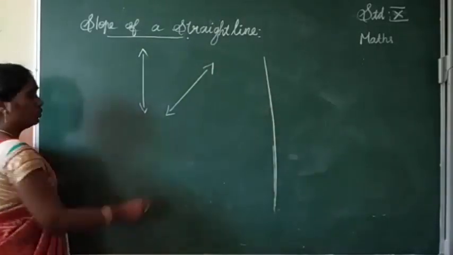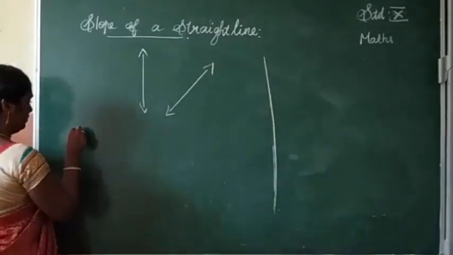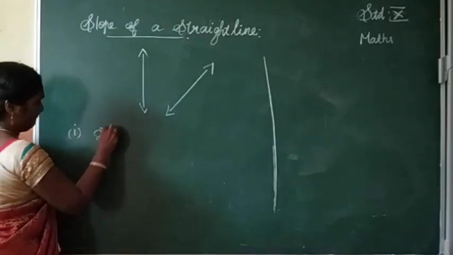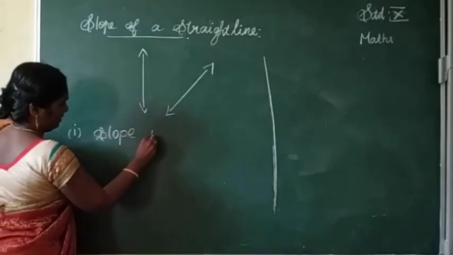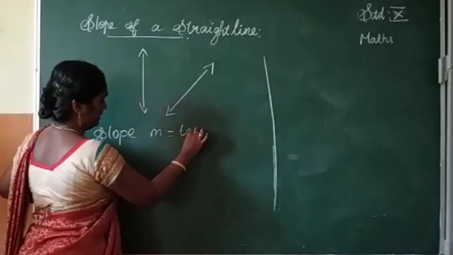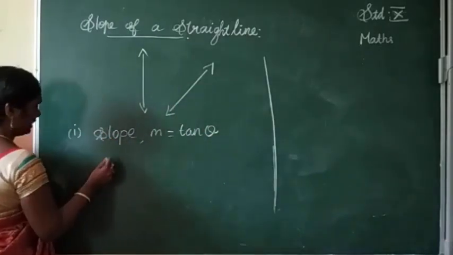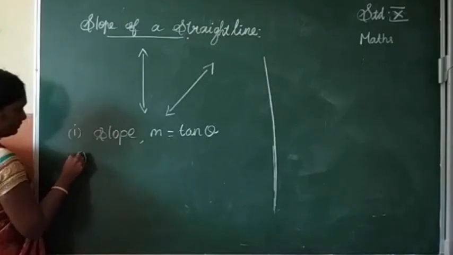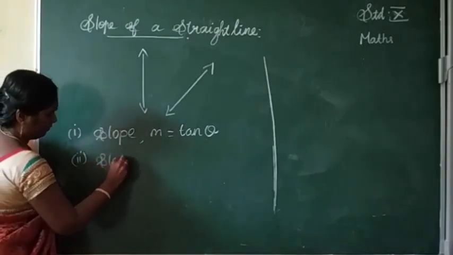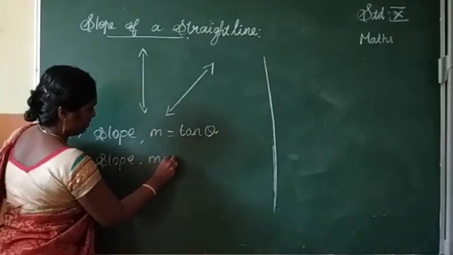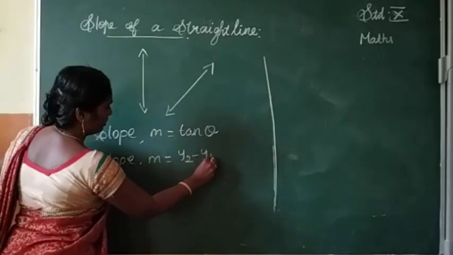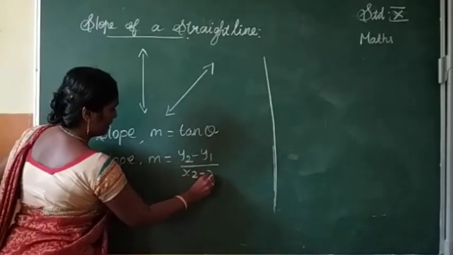There are two formulas to find the slope. First one is m is equal to tan theta. Here m denotes the slope. Second formula, m is equal to y2 minus y1 divided by x2 minus x1.